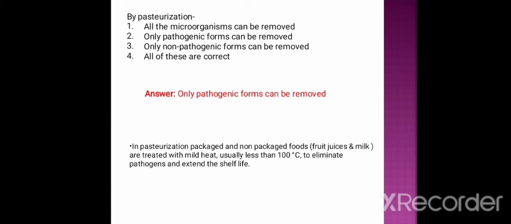Pasteurization is done below 100 degrees centigrade. One is 63 degrees centigrade for 30 minutes, that is the Holder method of pasteurization. And another one is 72 degrees centigrade for 20 seconds. That is the flash method of pasteurization.